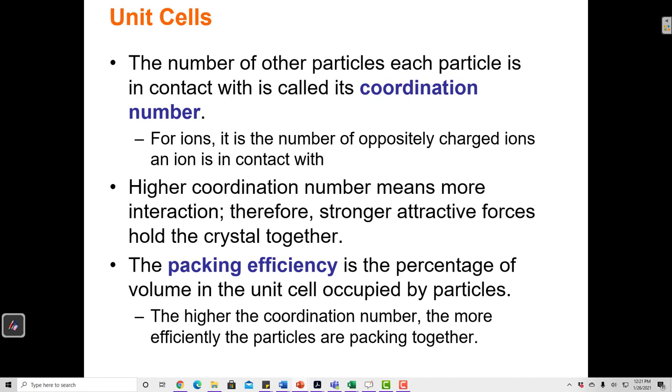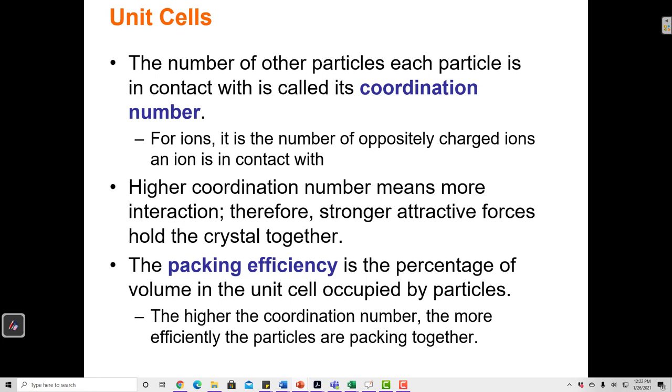The packing efficiency is the percentage of volume in the unit cell occupied by particles. So we'll see that although the particles do try to get as close to each other as possible, there are still spaces within a crystal structure. Given that each atom is spherical, there's still wasted space, because if you try to pack spheres together as close as possible, they don't touch at the corners. So there are usually gaps inside of a crystal structure, and the packing efficiency is a way that we can measure how many of those gaps and how big they are.